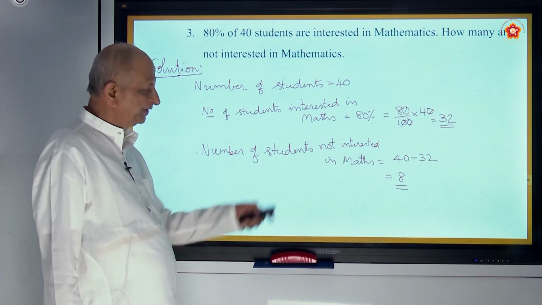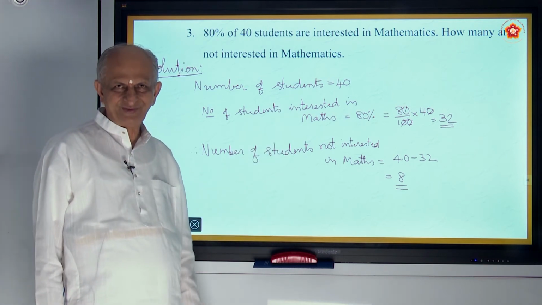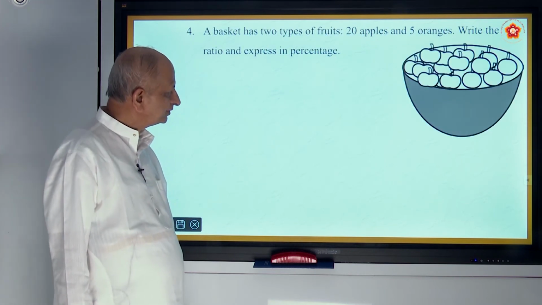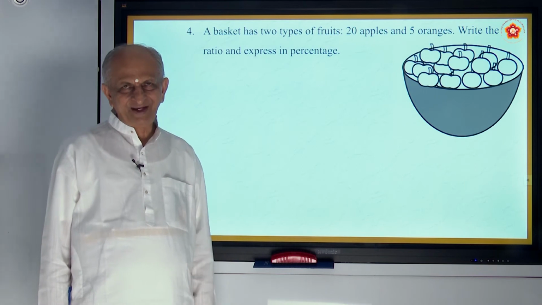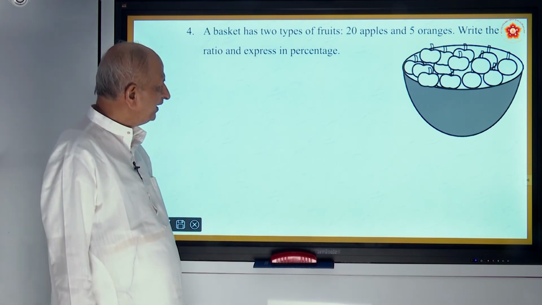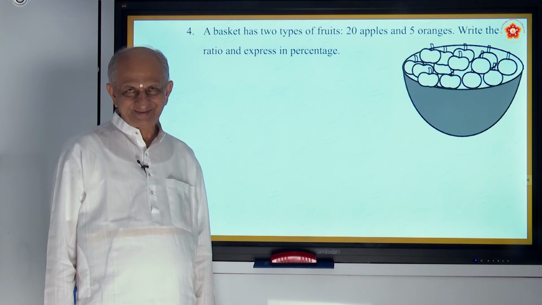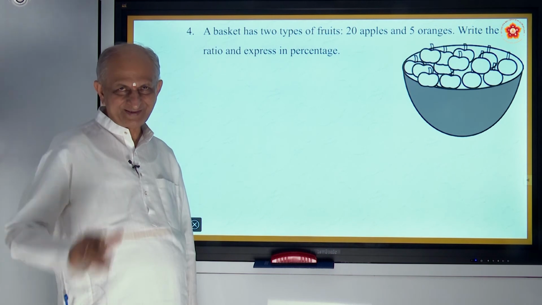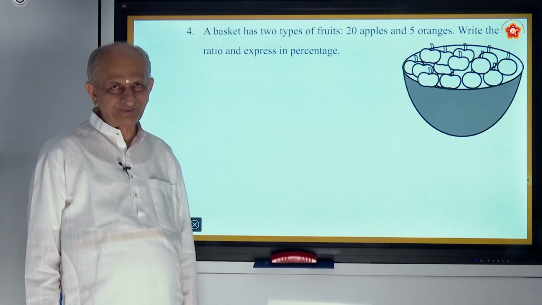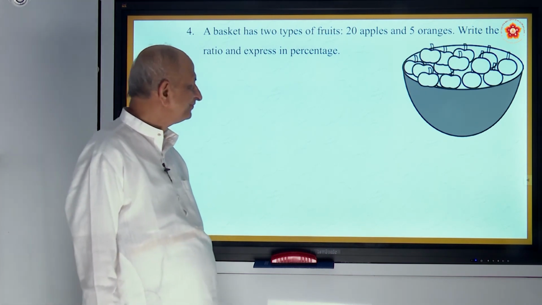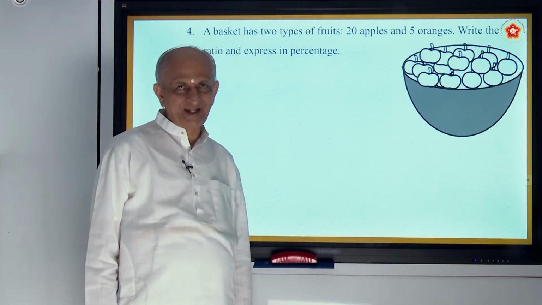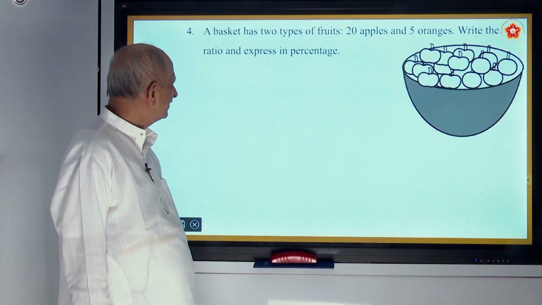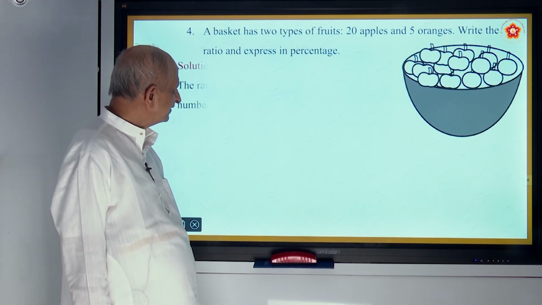Okay, we will pass on. Any difficulty in this? No. Okay. A basket has 2 types of fruit. So this is a basket having 2 types of fruit. 20 are apples. What is the color of apple? Correct? Usually it is red, or some of them may be brown also. Is it not? And there is one more apple called green apple, okay, and 5 oranges. Write the ratio and express in percentages.